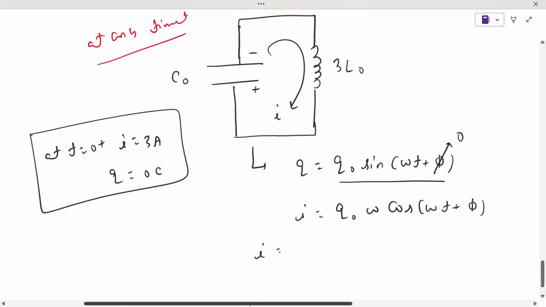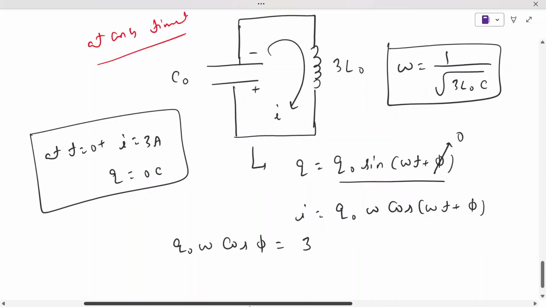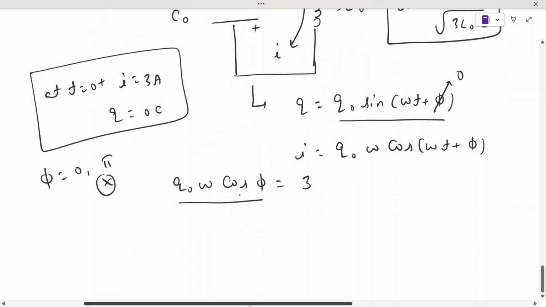I can directly write, at t equal to 0 plus, it will be Q naught omega cos phi, isn't it? And that should be equal to 3 amperes. And what I know, omega is simply 1 by root LC. Because at t equal to 0, Q is 0, phi can't be pi by 2, right? Because then this will become negative. So I have phi as 0. I obtain Q naught into omega is equal to 3.